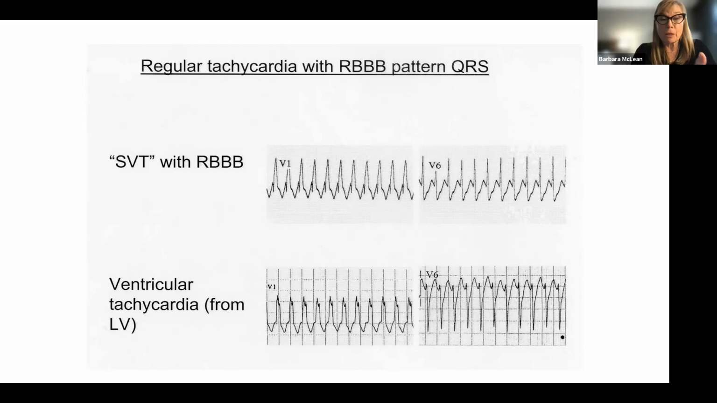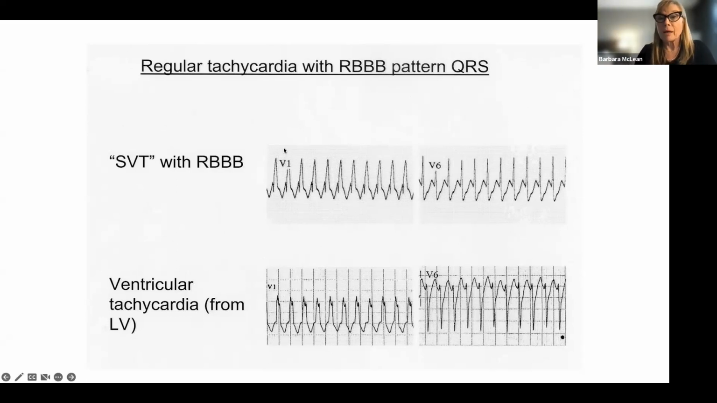So with SVT with bundle branch block or VTAC, we're going to use amiodarone as our primary pharmaceutical intervention. But still remember, cardioversion is the safest, particularly if I don't know whether or not the patient has an accessory pathway. I'm going to use cardioversion. Or if I give medication and the patient gets worse, I'm going to use cardioversion, or now I'm going to do defibrillation.